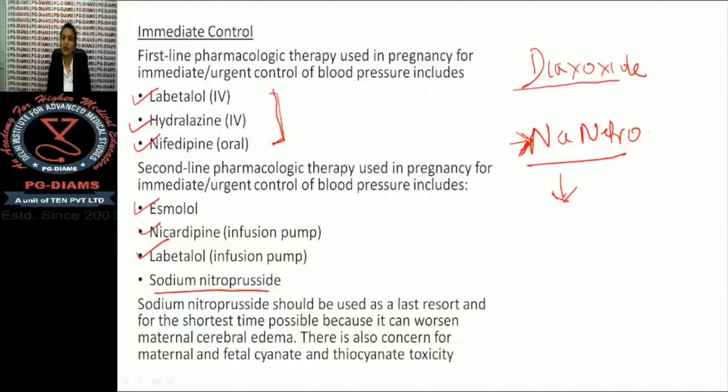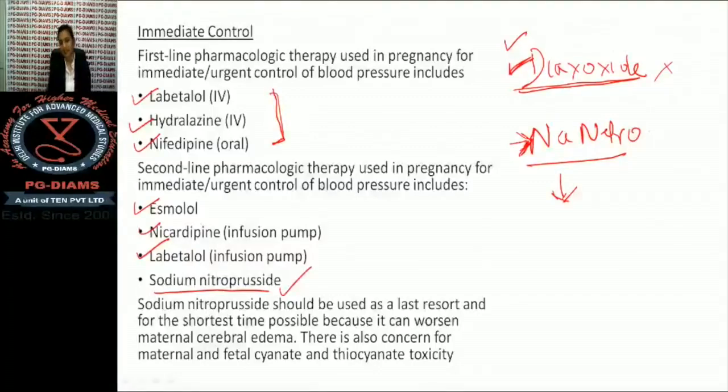Diazoxide is not as effective as sodium nitroprusside, plus it is known to relax the uterus. Now in a patient in hypertensive crisis, you want her to deliver fast as well. So diazoxide is the drug which is not used, sodium nitroprusside is used.